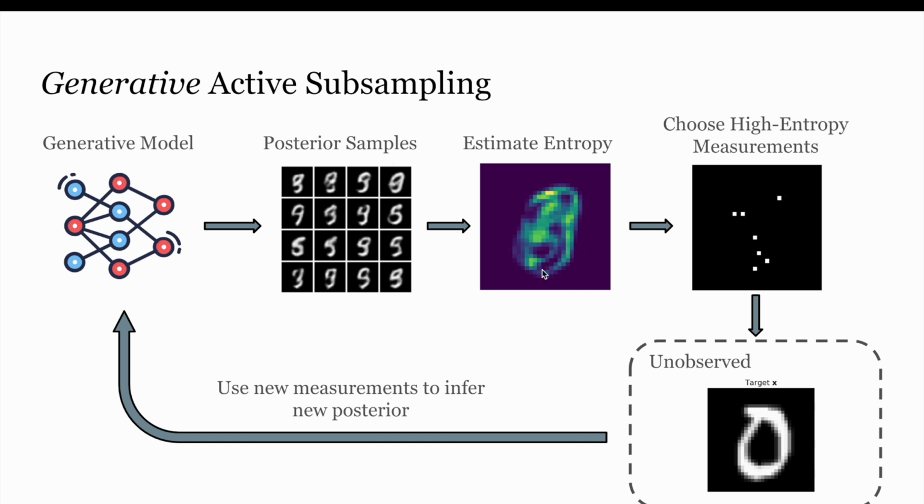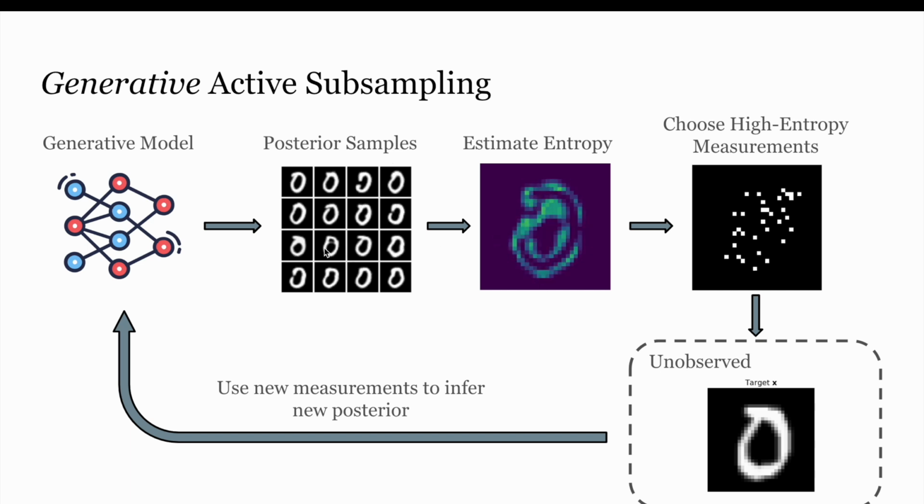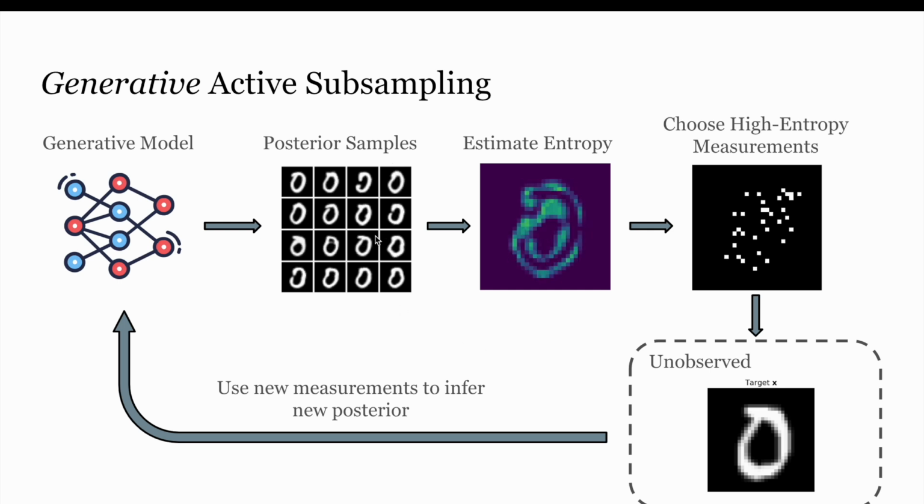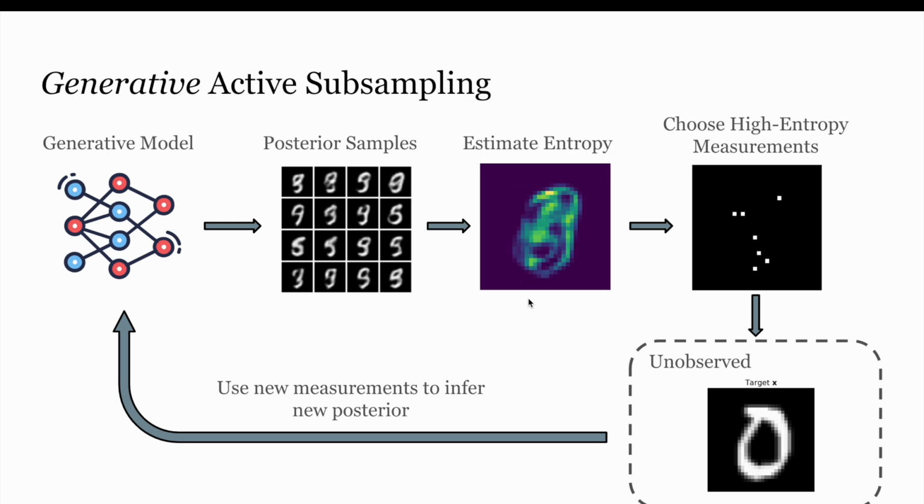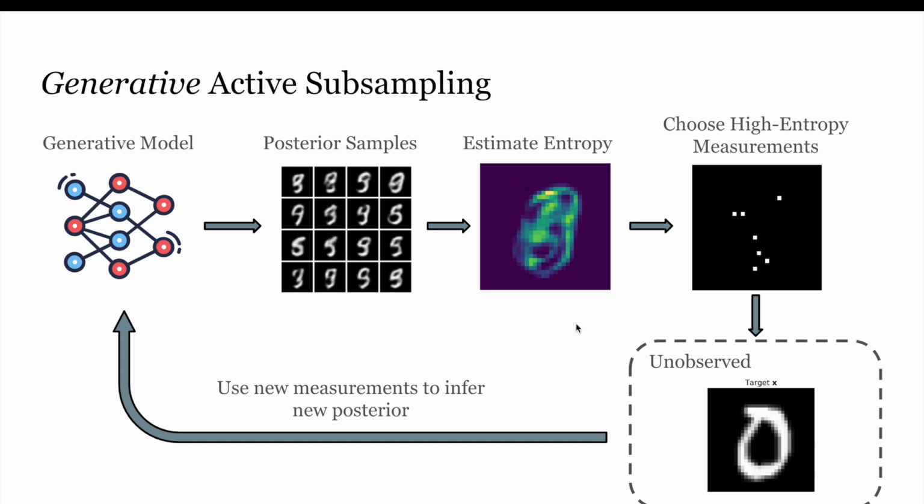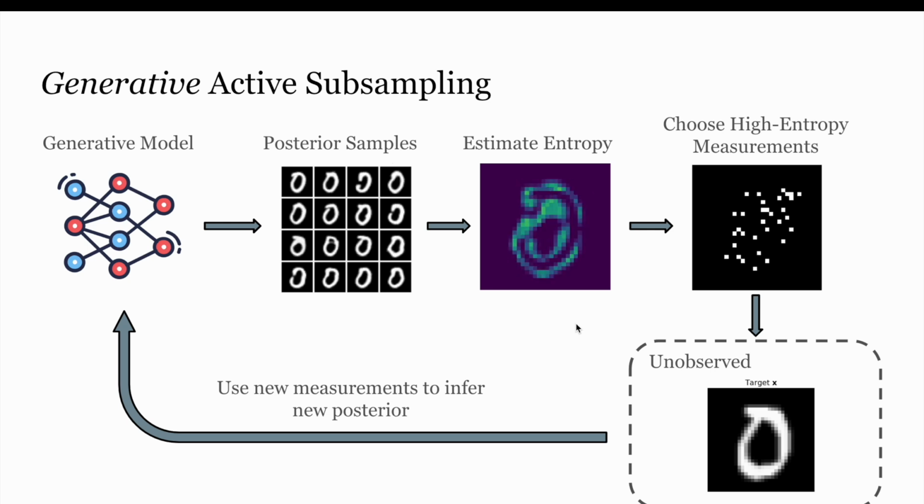So for example, at the start, there's a lot of entropy around here because maybe it's an 8 or a 9, and so some posterior samples have a white part there, others have a black part. That will cause some disagreement, and that will result in a high variance in that location, or a high entropy, as it were. And our objective tells us that's where we should sample. And so we drop a measurement location there.